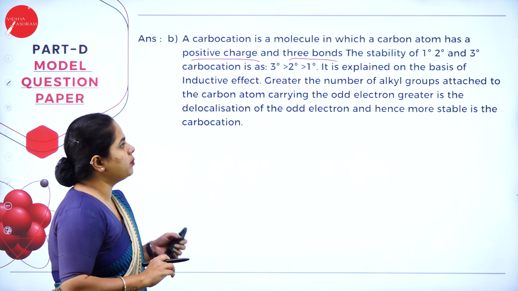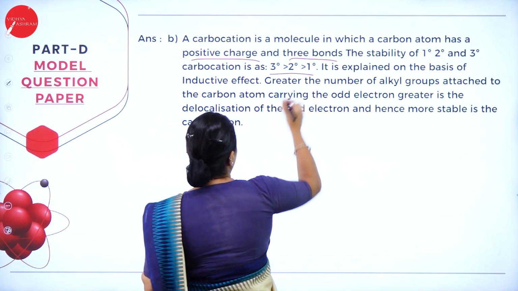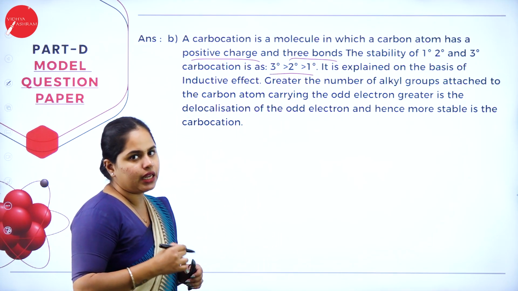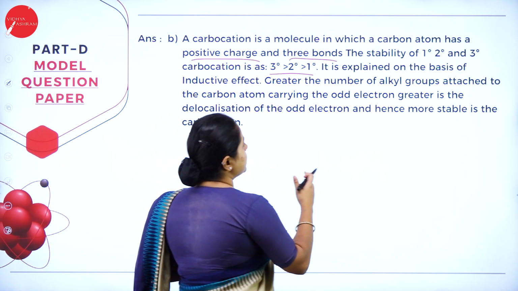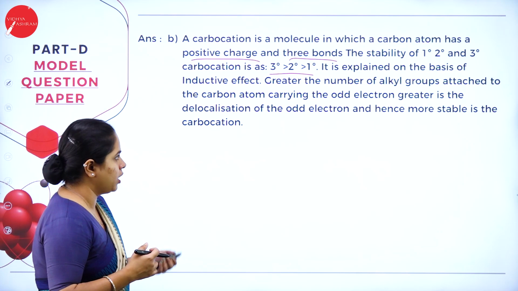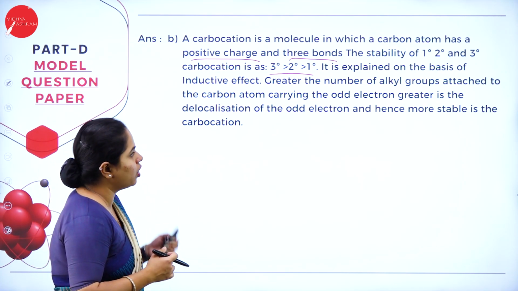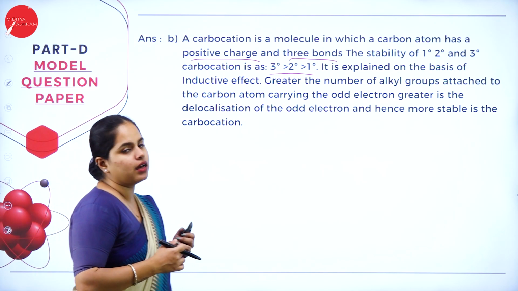So the stability of primary, secondary and tertiary carbocation is given as: tertiary is having the highest stability, then secondary, then primary carbocation. It is explained on the basis of inductive effect. Greater the number of alkyl groups attached to the carbon atom carrying the odd electron, greater is the delocalization of odd electron, and hence more stable is the carbocation.